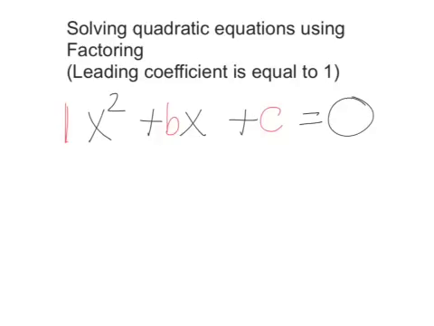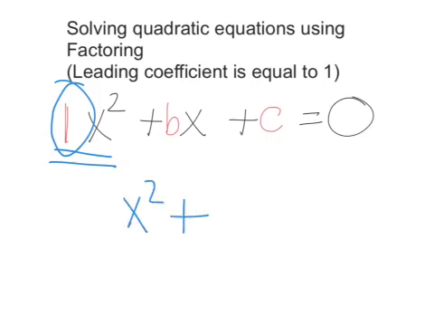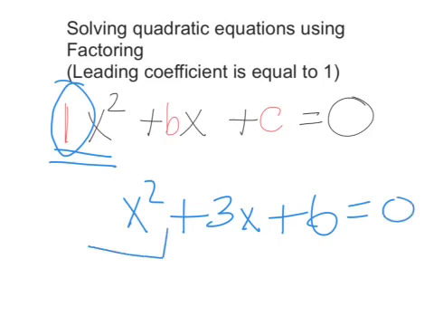Okay, we're going to do a quick review of how to solve a quadratic equation using the method of factoring, and today we're only going to focus on when that leading coefficient is equal to a positive 1, in which case you might just see it written as x squared rather than 1x squared. So something that just has an x squared.